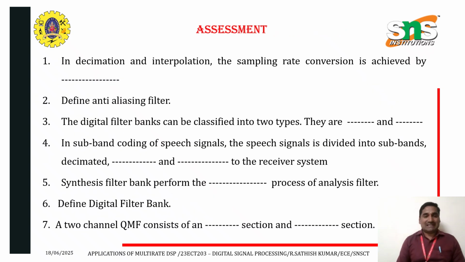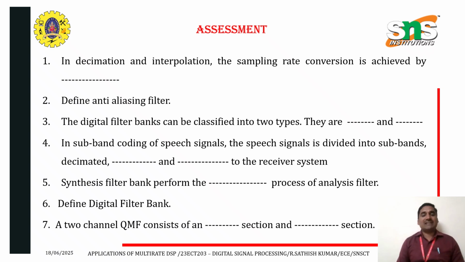Next one, the assessment. In decimation and interpolation, the sampling rate conversion is achieved by an integer factor I and D. The low-pass filter is applied in order to avoid aliasing in the output of the decimator, which is nothing but the anti-aliasing filter.